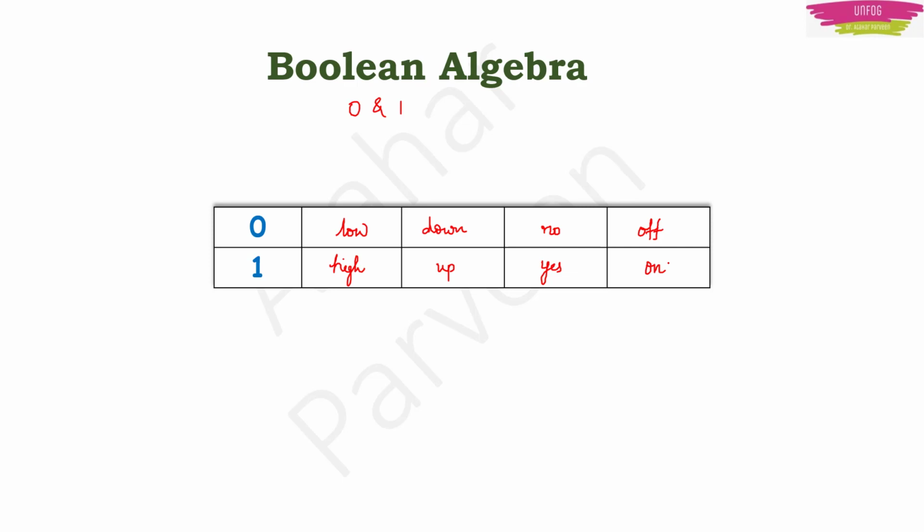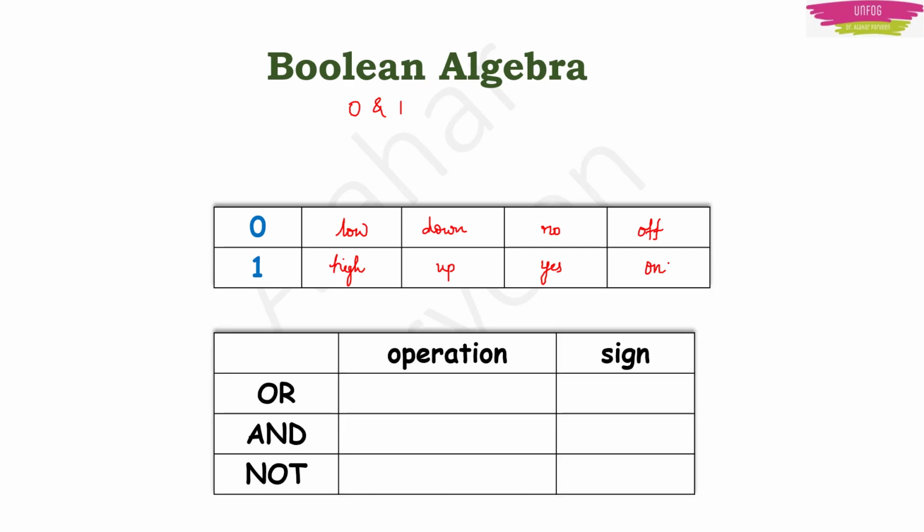And these variables, which are the Boolean variables, follow certain operations. What are those operations? They are the OR operation, the AND operation, and the NOT operation. OR means this operation performs addition. And what is the sign of addition? It is plus. The AND operation performs multiplication. And the sign of this multiplication could be a cross, but we usually use a dot in digital electronics.